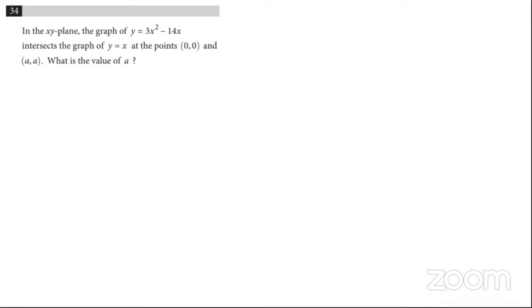How to solve it? We'll basically substitute y equal to x in the equation y equal to 3x square minus 14x and solve it. Can you guys try it? It's easy, just try it out yourselves. I'll give you some time. If any one of you gets the value of A, just type it in the chat box.